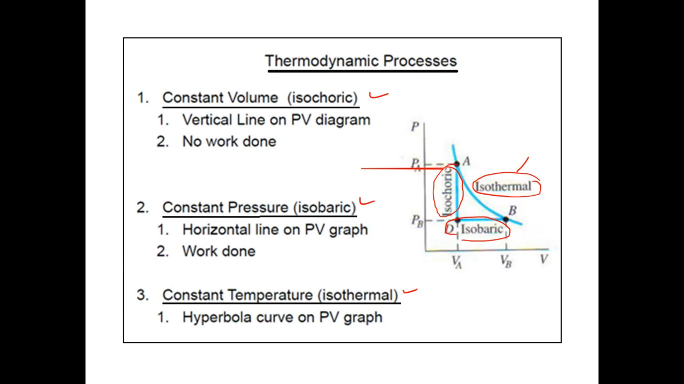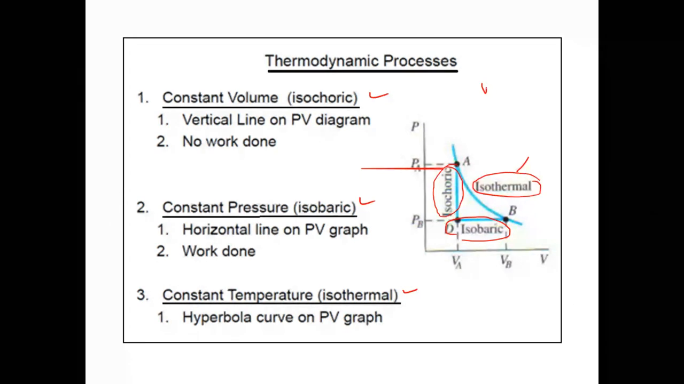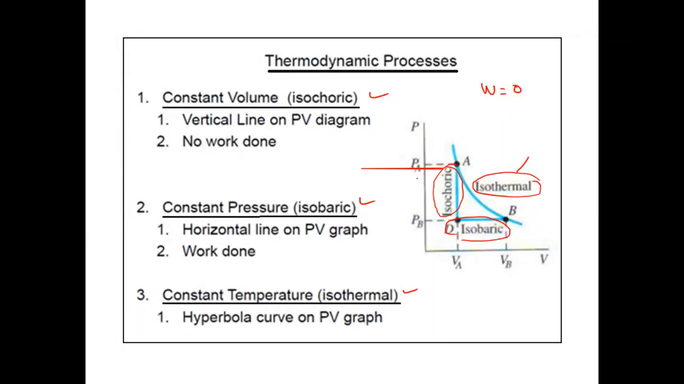Constant volume means what? There is no work done. If you have constant volume, there is no work. If there is any work done, then we have to use this formula. What is the formula? P delta V. Do you remember this formula we used in the last chapter? We are going to work out the same problem with the same formula.